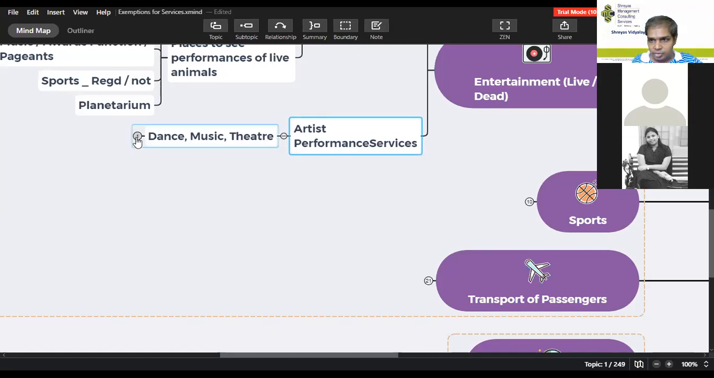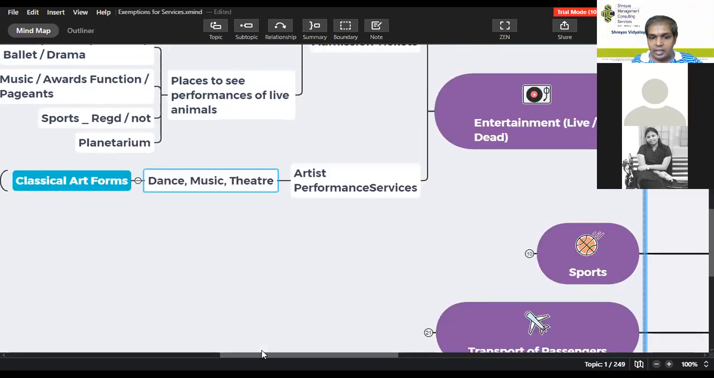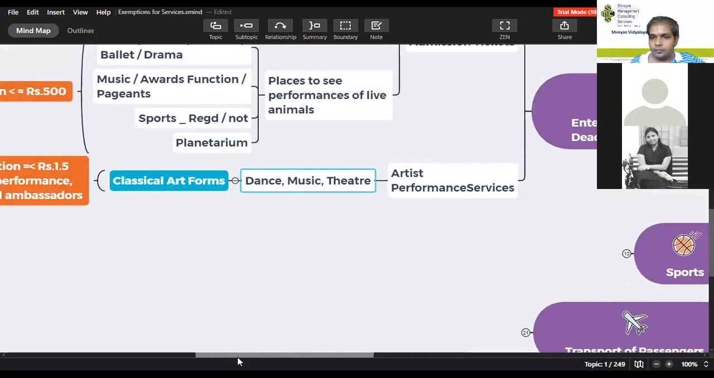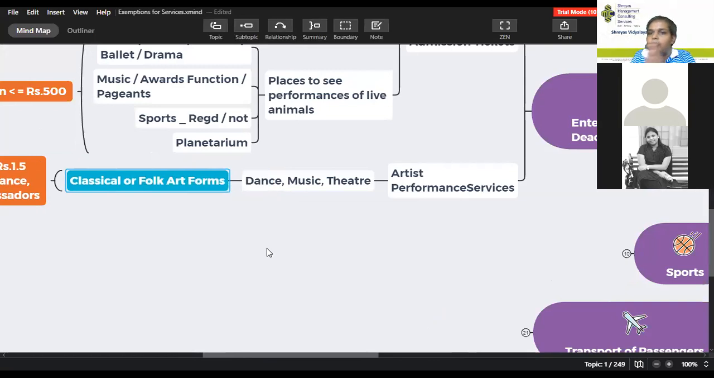been given exemption, is what they are saying, provided it is classical dance, classical music, classical theater, or folk. Classical or folk, both are covered. I have to just modify a little bit here. So it could be either classical art forms or classical or folk, both are covered here. But not otherwise. So classical or folk dance, classical or folk music.